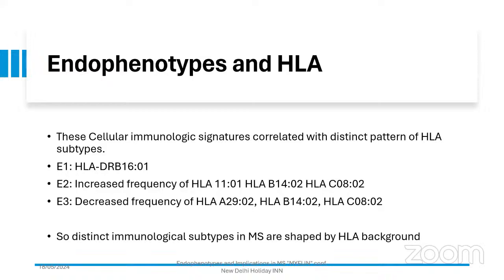So the endophenotypes on HLA, these cellular immunological signatures are correlated with distinct pattern of HLA subtypes. For example, E1 is correlated to HLA DRB 16:1. E2, there is increased frequency of HLA 11:1, HLA B14:02, HLA C08:02. E3 is decreased frequency of HLA E29:02. So distinct immunological subtypes in MS are shaped by HLA background.